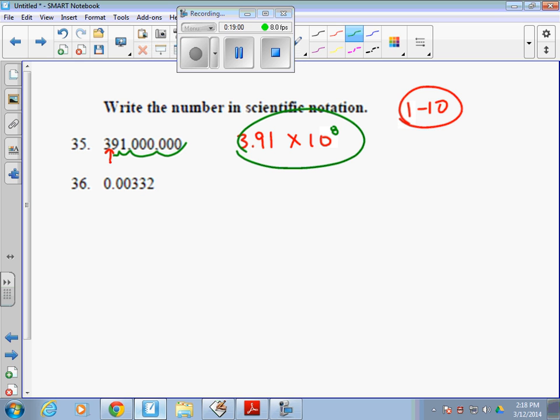This is a very small number, but again, it still has to be between 1 and 10. Only that spot right there, 3.32, is going to get it. Find out how many times you have to move it. You have to move the decimal once, twice, 3 times. It's a very small number, so it's negative, and you moved it 3 times.